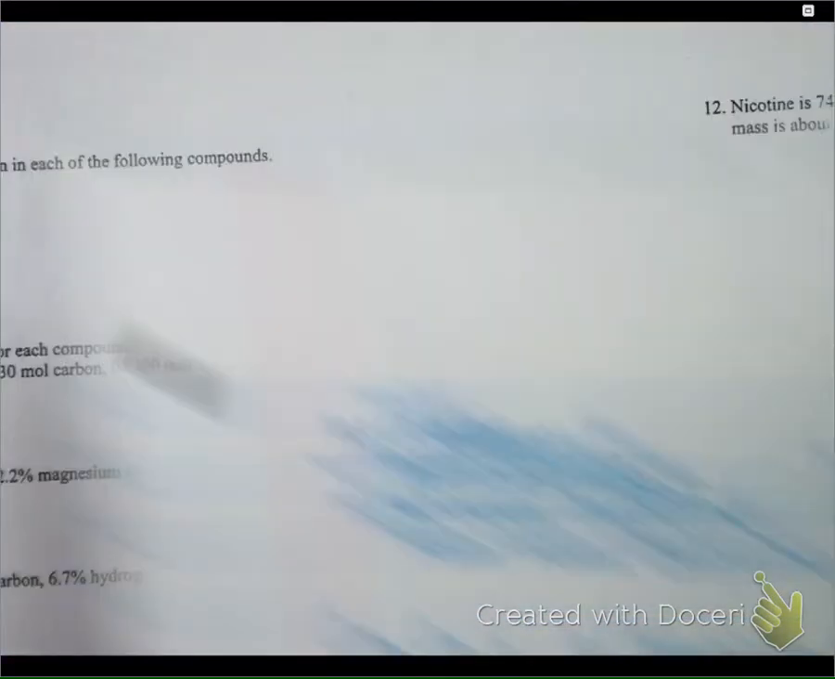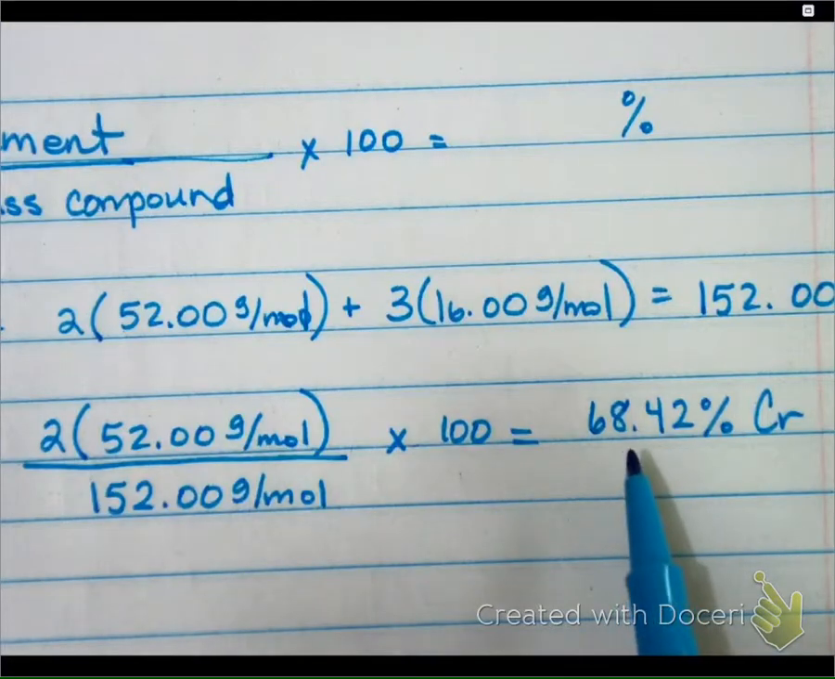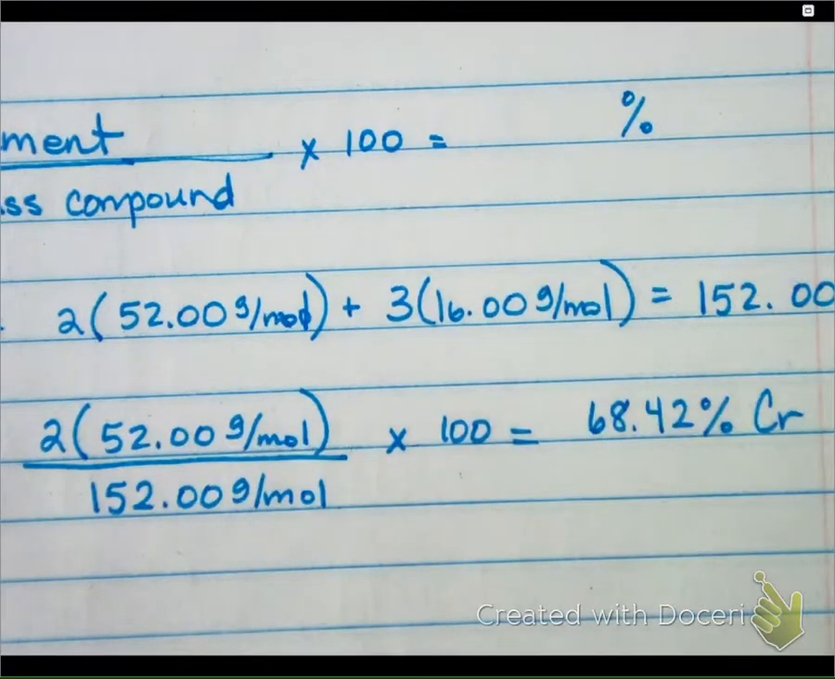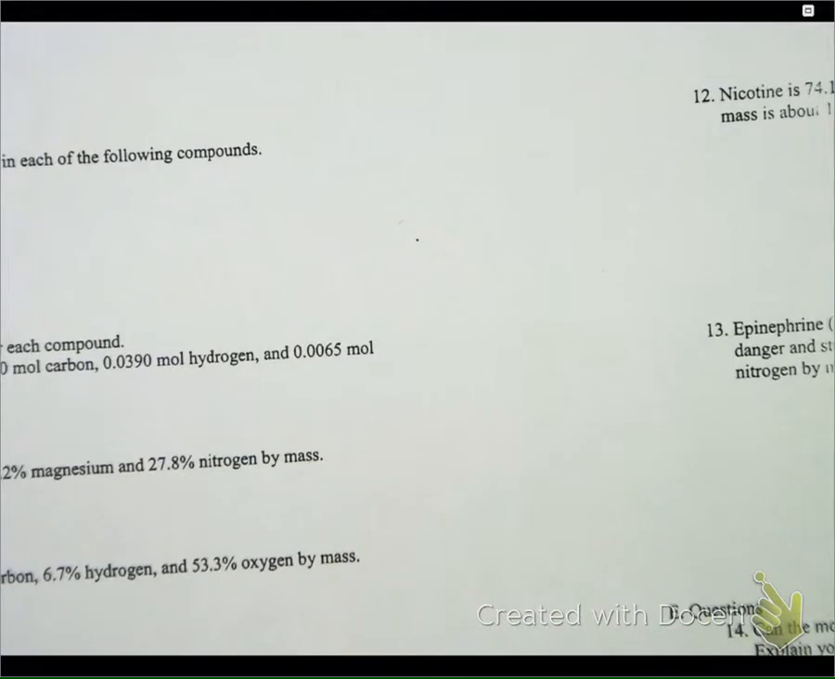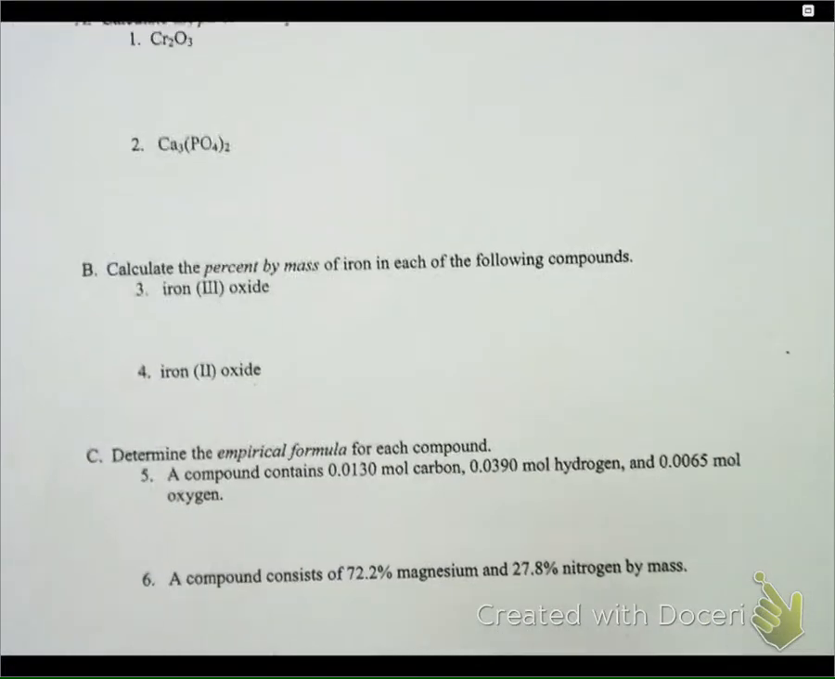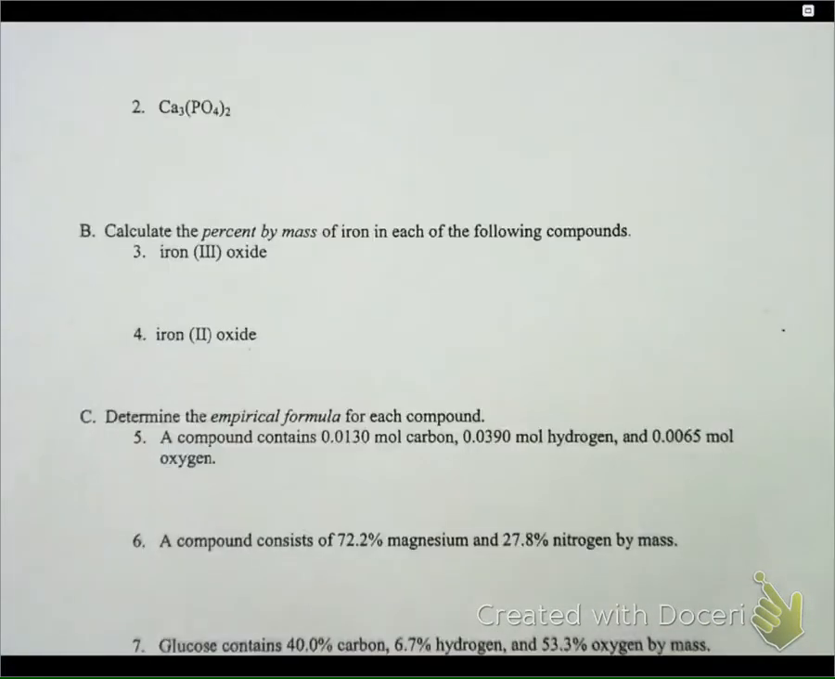You can double check yourself. The 2 percentages should add back up to 100% if you're rounding correctly. Okay, so that's how you're going to do A, 1 and 2, and B, 3 and 4.